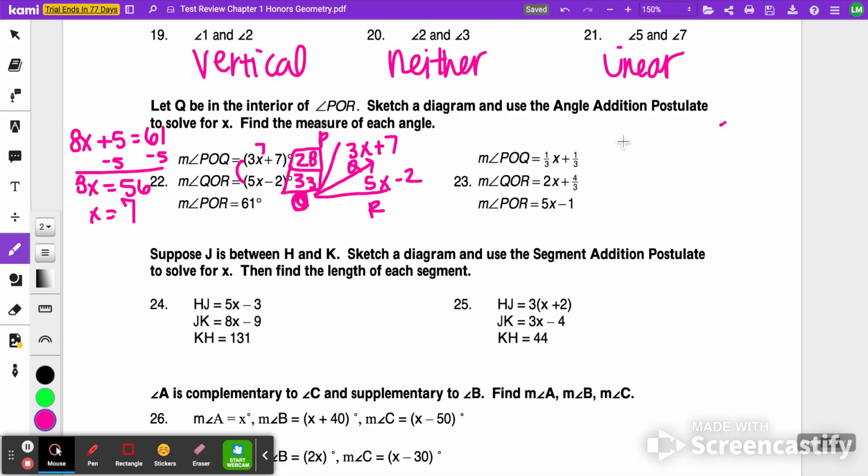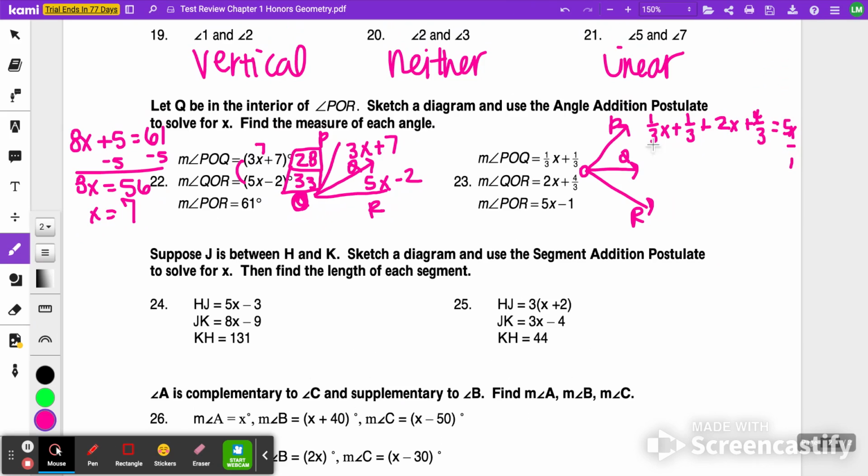We have our angles still drawn as P, O, R, and Q is here in the middle. We have both of these being added together equals 5x minus 1. So what we would want to do is add those together first and then solve for x. So POQ is 1/3 x plus 1/3 plus QOR 2x plus 4/3 equals 5x minus 1.